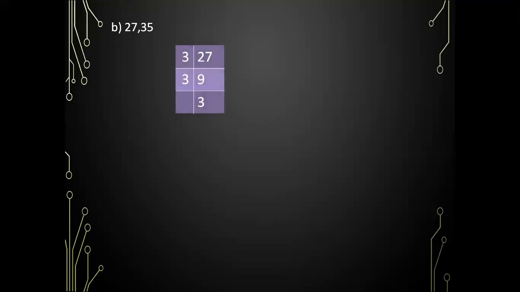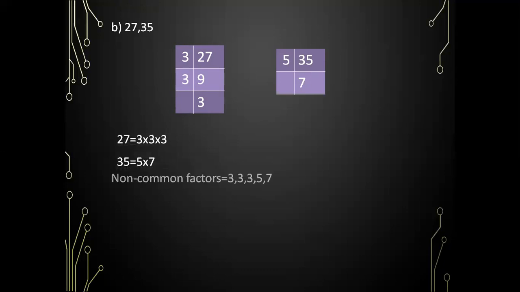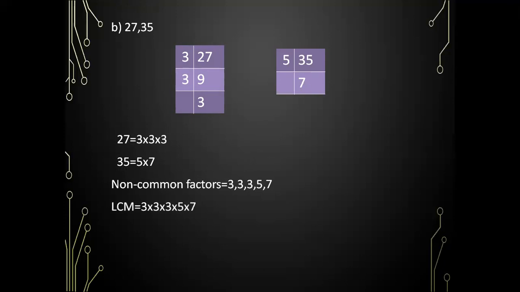And here is the factorization of 27 and 35. 27 is equal to 3 into 3 into 3, and 35 is equal to 5 into 7. And the non-common factors here are 3, 3, 3, 5, 7. Multiply all the numbers, you will get the LCM. So the product is 945. Therefore, LCM of 27 and 35 is 945.